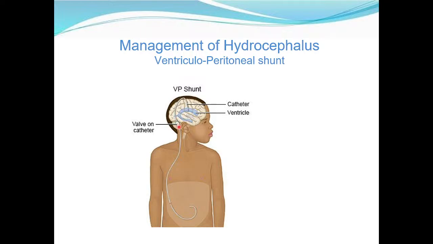And then under the subcutaneous plane of the neck, thorax and abdomen, we enter the peritoneal cavity and keep the shunt. So, what is the advantage of this? This is a closed system, so it does not require any further precautions in the post-operative period.